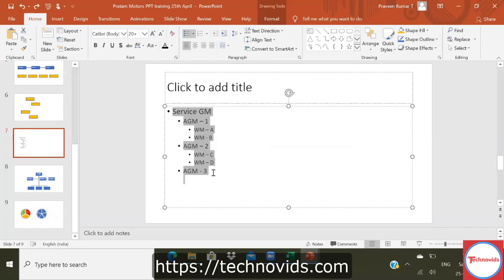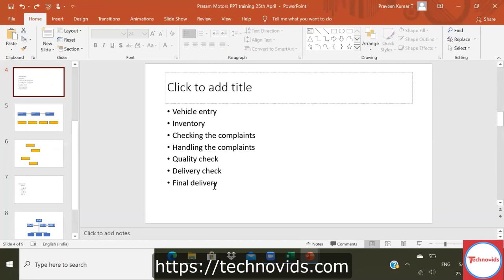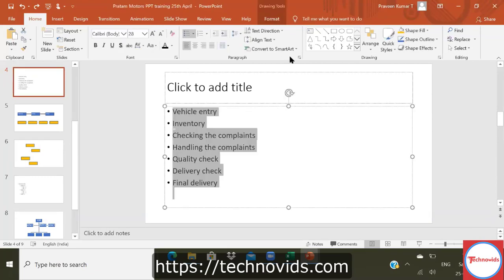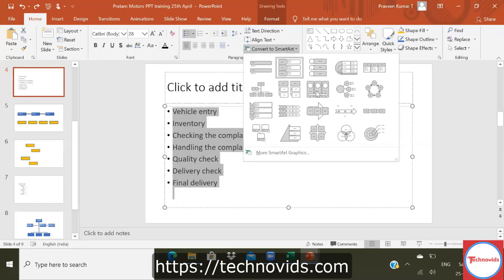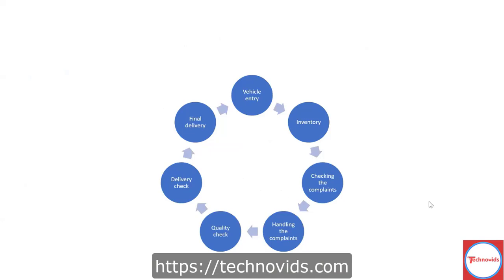Will this be still more useful? Yes, sir. And also it is not only for flowcharts. Say, for example, you told some process steps initially: vehicle entry, inventory, final date. I've selected this, Convert to SmartArt. I'm selecting this box. I'll go to slideshow. Why these boxes? We can hide it.